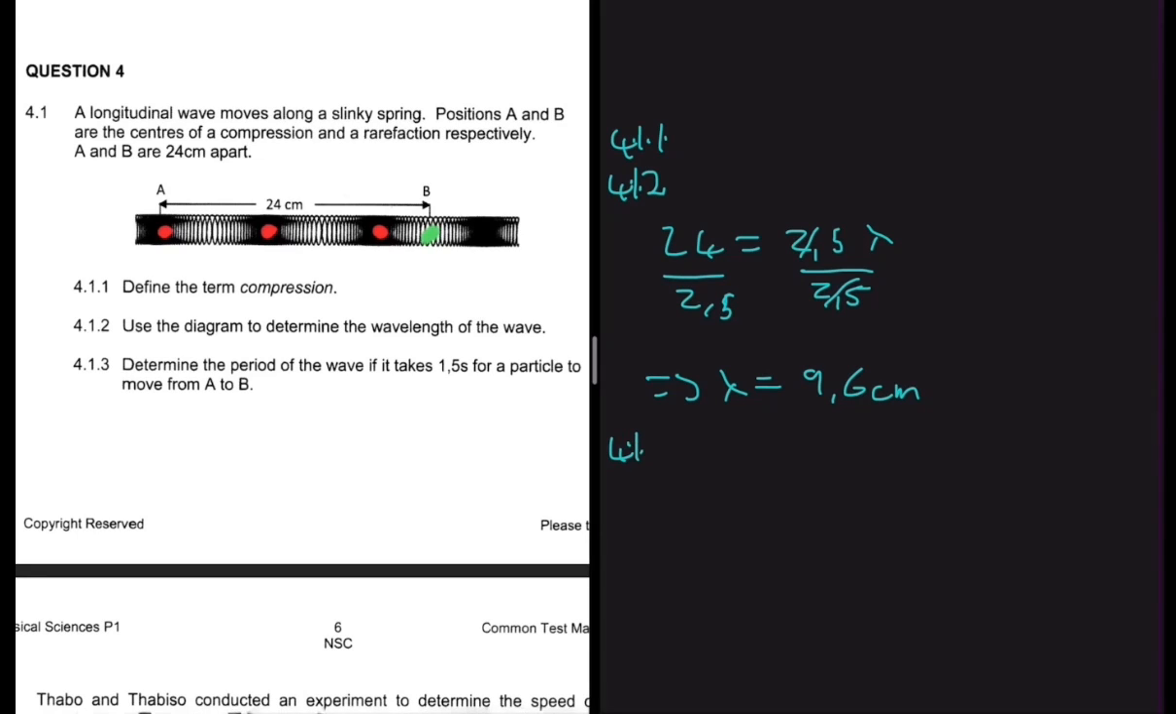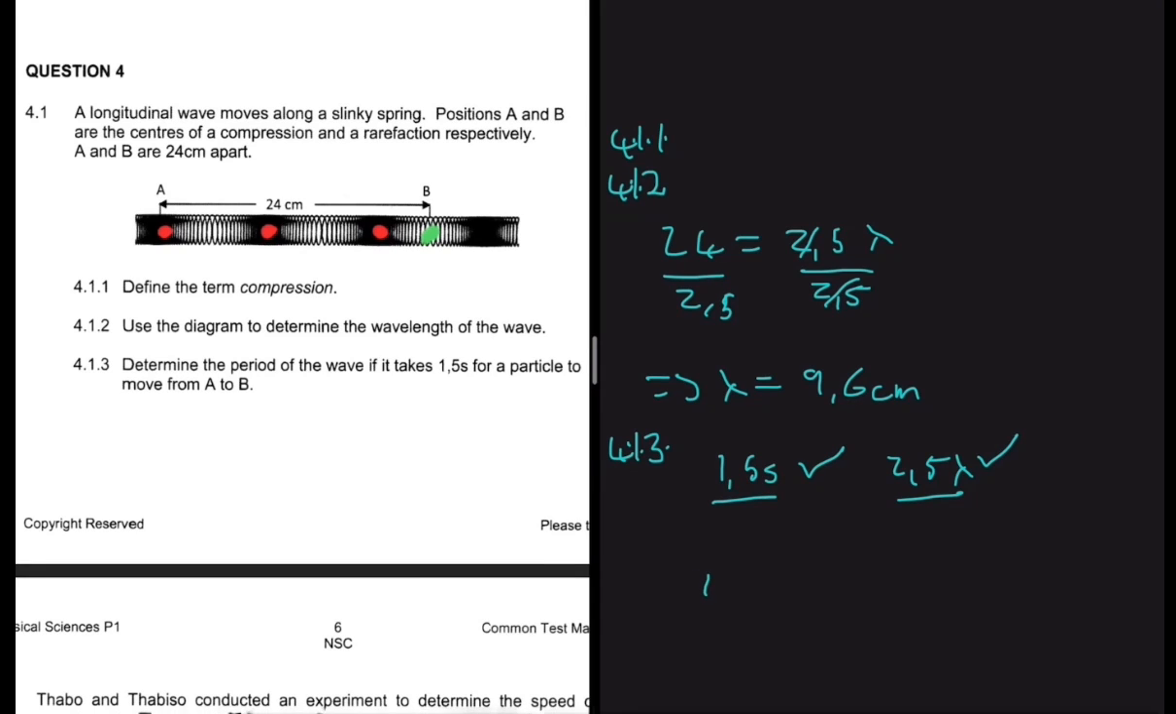And then now to 4.1.3, the question says let's determine the period of the wave if it takes 1.5 seconds for a particle to move from A to B. So it takes 1.5 seconds in order to travel 2.5 wavelength, right? That is the information we have. It takes 1.5 seconds to travel 2.5 wavelength, right? And we want the period. So let's go back to the definition. What is the period? The period is the time it takes to complete one wavelength, right? And then in this question, we're being told that to complete 2.5 wavelength, we take 1.5 seconds.